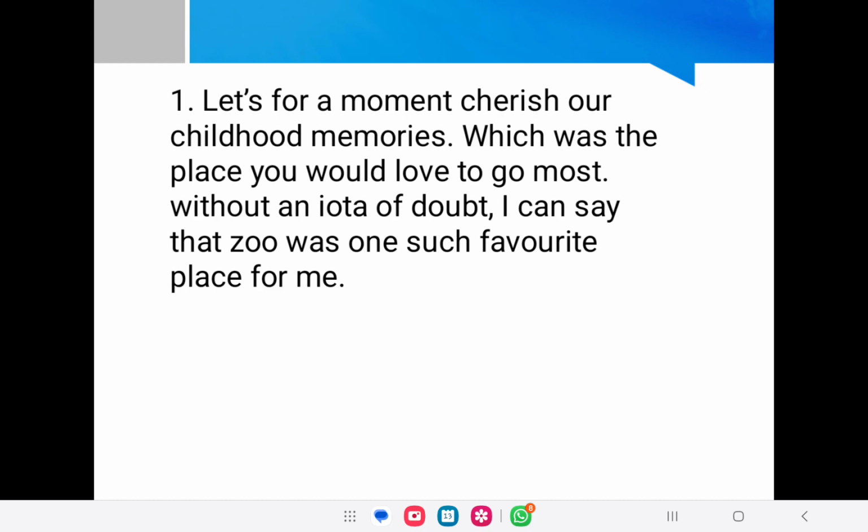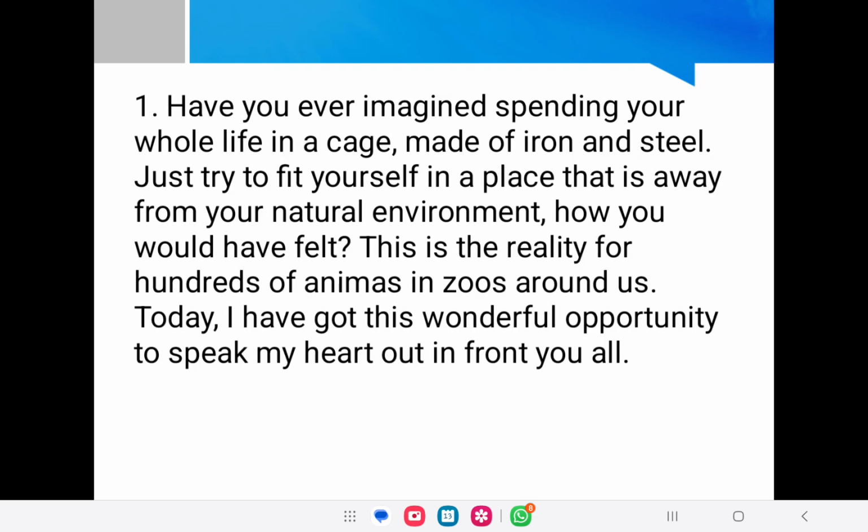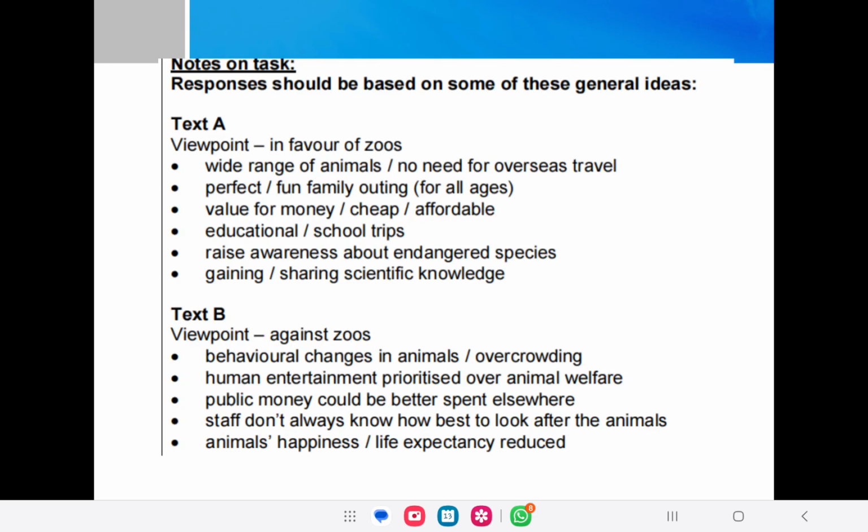Once you have written your first paragraph, after that you are going to discuss these points from text A and text B. Remember, keep one thing in your mind, that you have to write all the points given in text A and text B. They must be seen in your speech. They must be seen in your directed writing task.